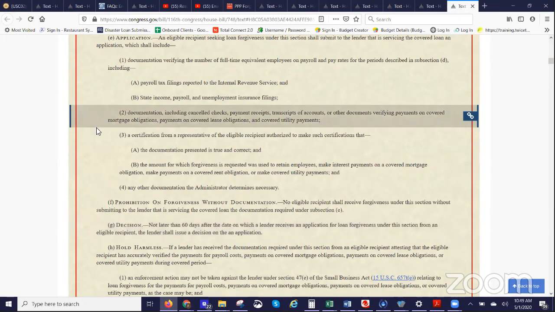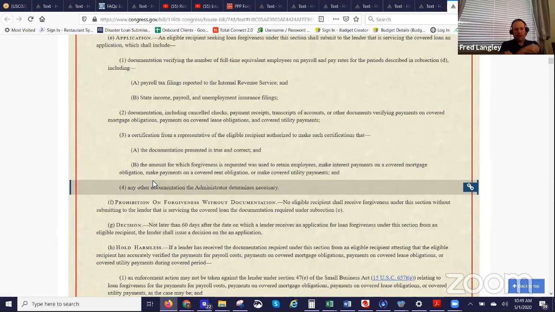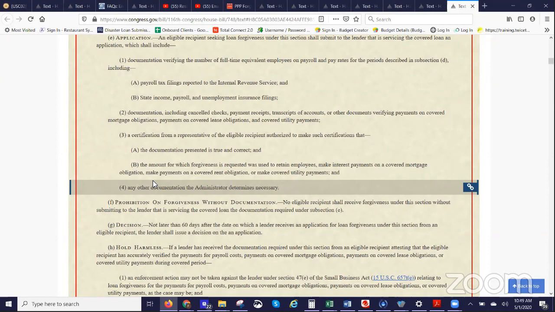So here's the documentation that you're going to need to prove these things. All those payroll reports and stuff you're going to need, mainly those 941 reports and whatnot.